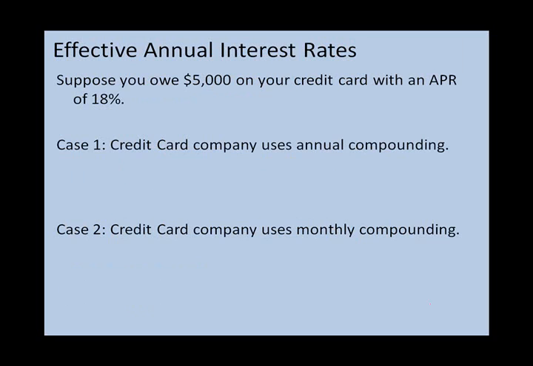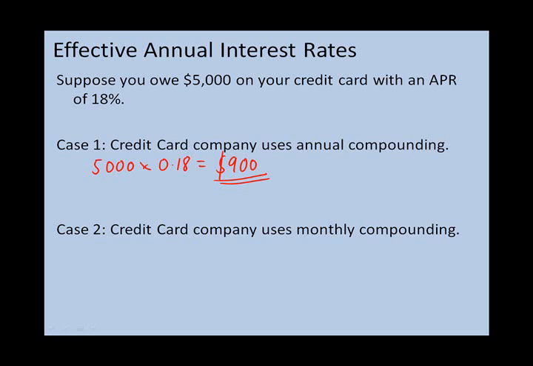Suppose we owe $5,000 on the credit card, and the APR is 18%. Now suppose the credit card company uses annual compounding. The card company is going to charge you interest on your account once a year. And at the end of the year, because you've had $5,000 in there, you're going to get charged interest of 5,000 times 18%, which equals $900. That would be the cost of borrowing $5,000 from the credit card company.